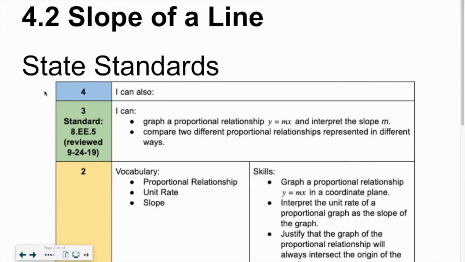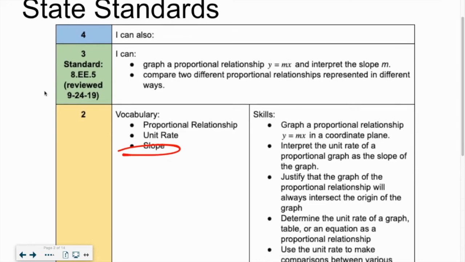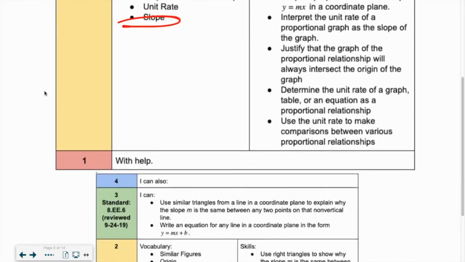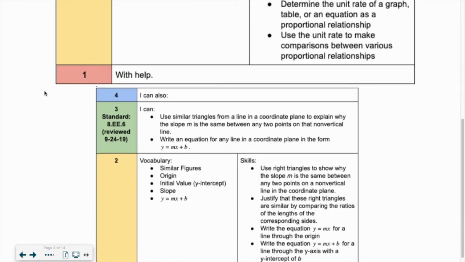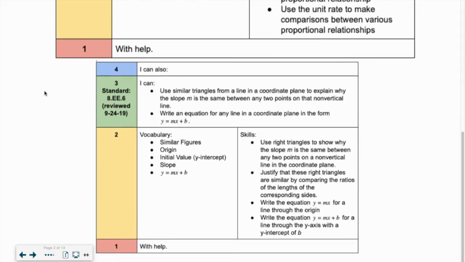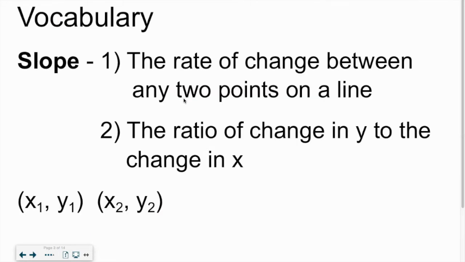Chapter 4, Lesson 2, Slope of a Line. You're going to see that slope comes into play a lot in this chapter. Slope is in our standard 8.EE.5, and as we scroll way down, you'll see that it's also in 8.EE.6, where it says slope. We're talking about using right triangles to show why m is the same, and talking about m, you can see we have slope in our 8.EE.6 as well. Slope is major, so let's talk about it.